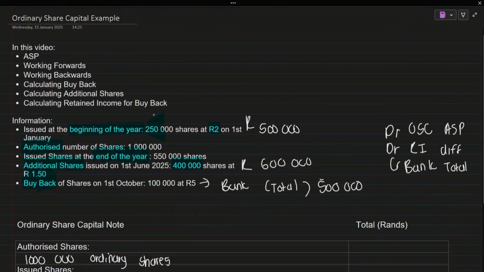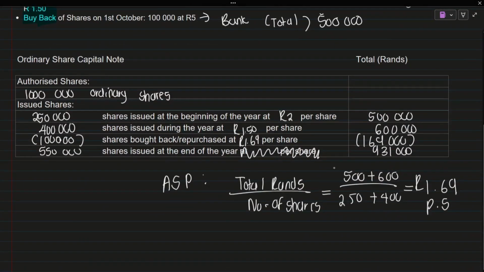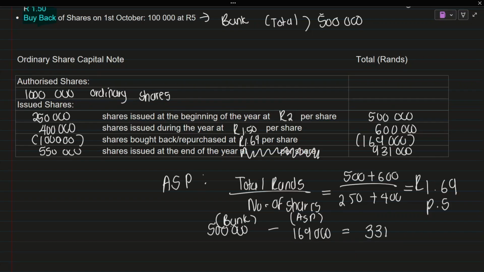So far, what did we just do? To the ASP, we worked forwards. Let's calculate the retained income since we are already here. So we're going to say 500,000, which is our bank amount, our total amount, minus our ASP amount, which is 169,000. And that is going to give us what will go inside our retained income. Okay, so you will notice that it is a little bit bigger than what your exercises will do. This is just for me to show you the difference.